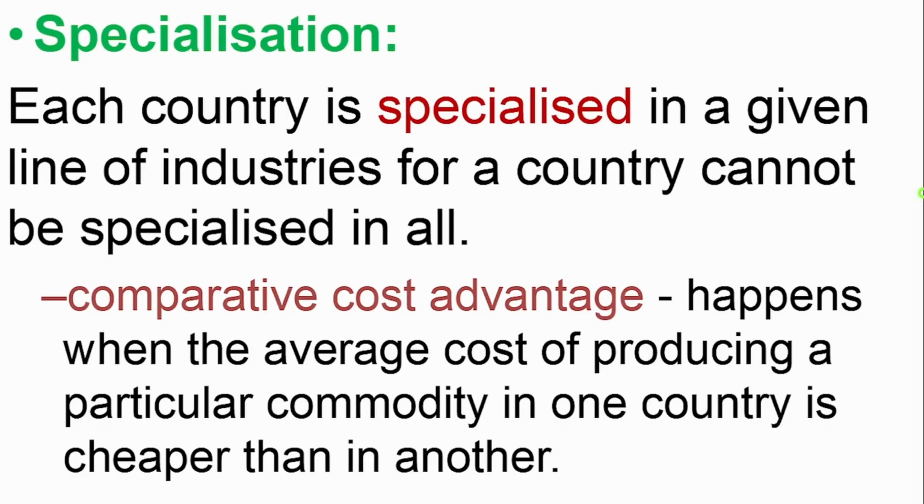So what is comparative cost advantage? Well, this happens when the average cost of producing a particular commodity in one country is cheaper than in another. So when you're able to produce a product at a cheaper price, you are at an advantage over a country that produces the same product but more expensively. Because it's cheaper for you to produce, you should produce that more, and the other country should produce what is cheaper for it to produce, and you engage in international trade.